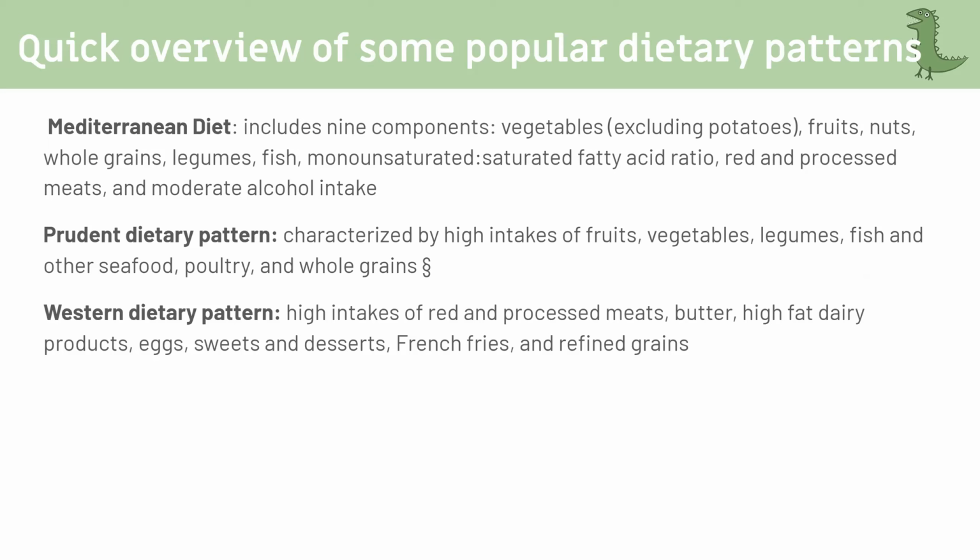Conversely, the Western diet is what they like to think we eat right now. So it's a lot more processed meat, which is bad. A lot more butter, a lot more dairy, a lot more eggs, a lot more sweets, a lot more desserts. So pretty much what the Western lifestyle is like, that's the Western diet. So Western diet is bad, Mediterranean diet is good. That's all you need to know.